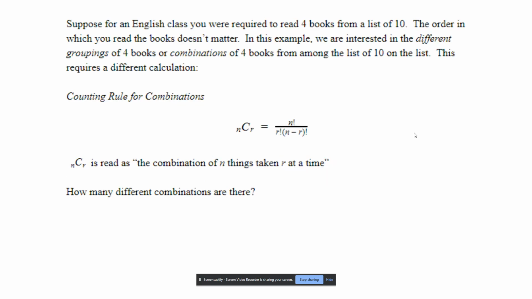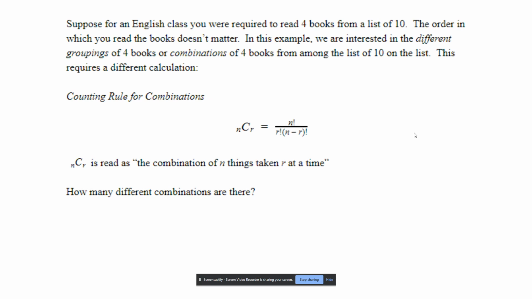would be 6,720 ways you could arrange 8 people in 5 different chairs. Now in this one, suppose for an English class you were required to read 4 books from a list of 10. The order in which you read the books doesn't matter. In this example, we are interested in the different groupings of 4 books, or combinations of 4 books, from among the list of 10 on the list.